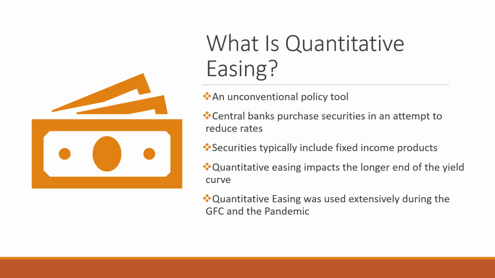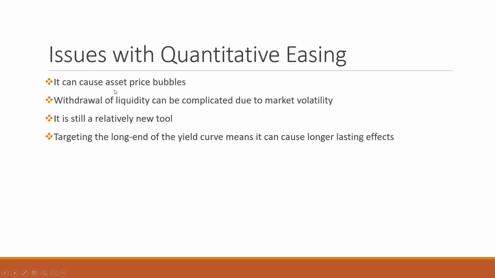But with all of that being said, there are some issues with QE. So let's move on to the next slide and learn about what some of the disadvantages are. The first major one, which we have seen, is it can cause asset price bubbles.